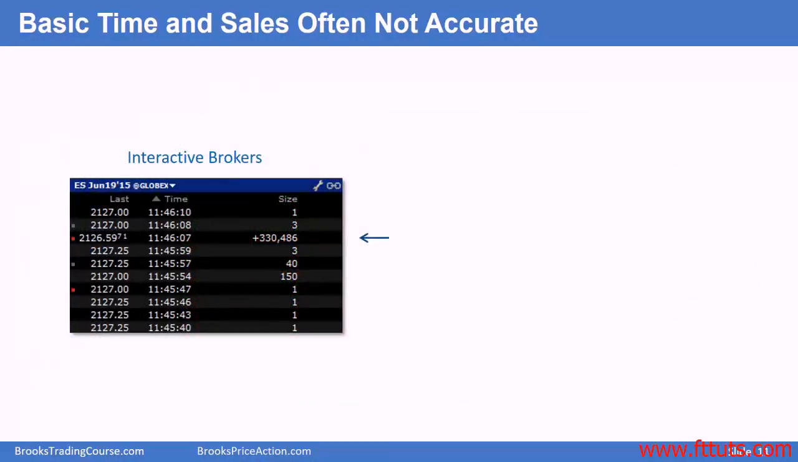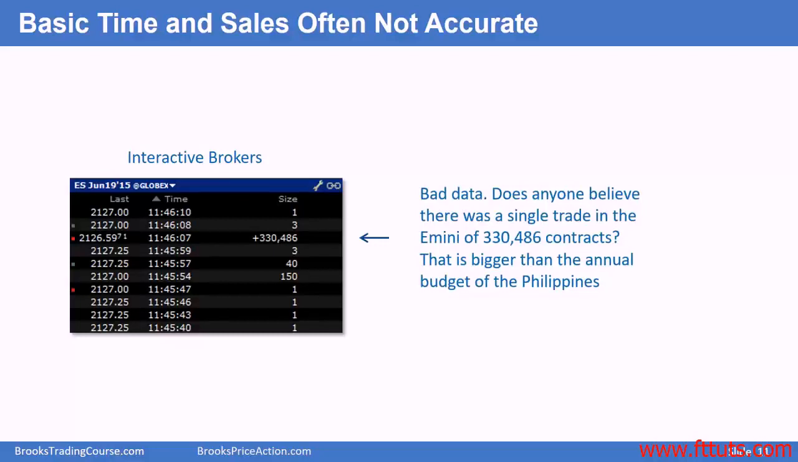Also, here's another problem. Every now and then you're looking at time and sales. Here's the E-mini contract. And look at this. Look at the size of this order. 330,000 contracts. And price didn't move at all. Maybe moved a fraction of a tick. So do you believe that someone actually placed an order that got filled with 330,000 contracts and the price did not move? No, of course not. It did not happen. You get data like that that is clearly wrong, and you don't know what to do with it.